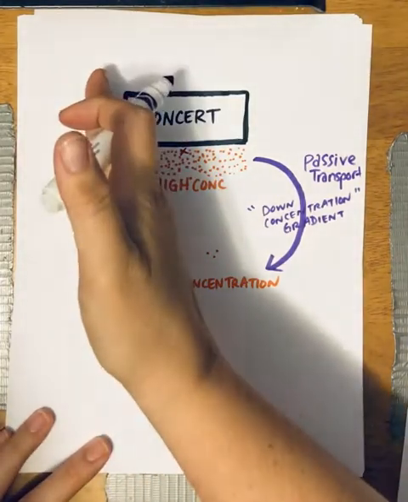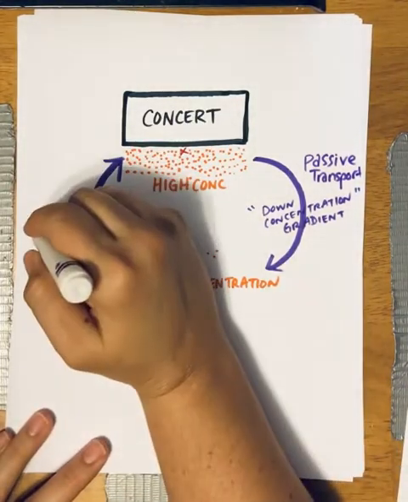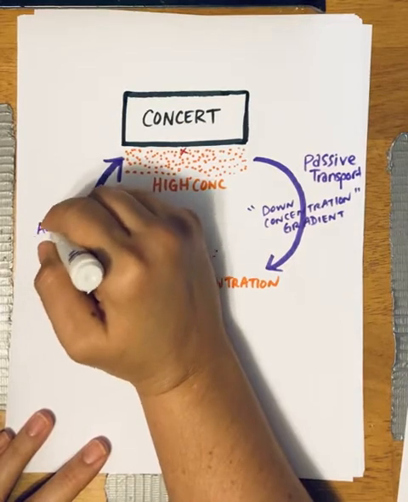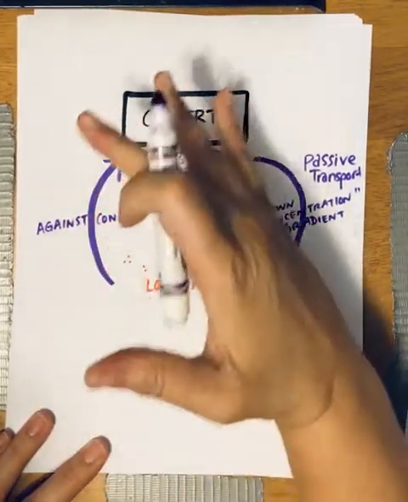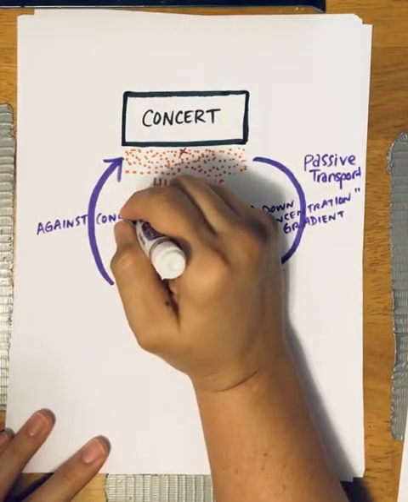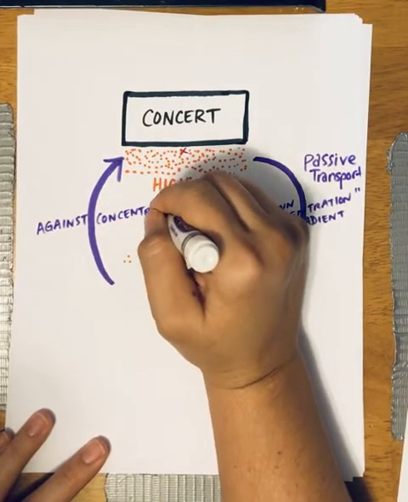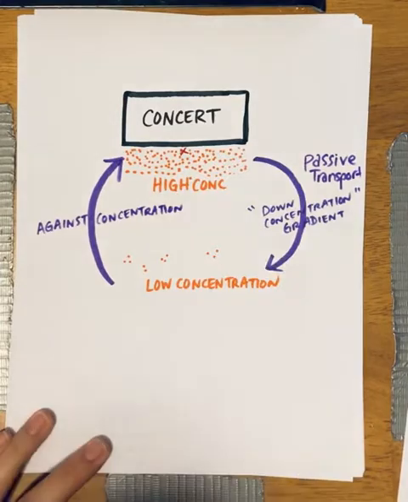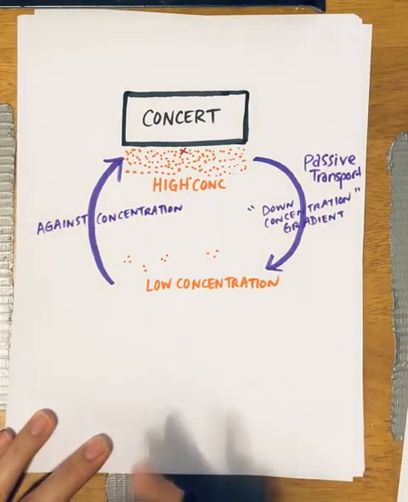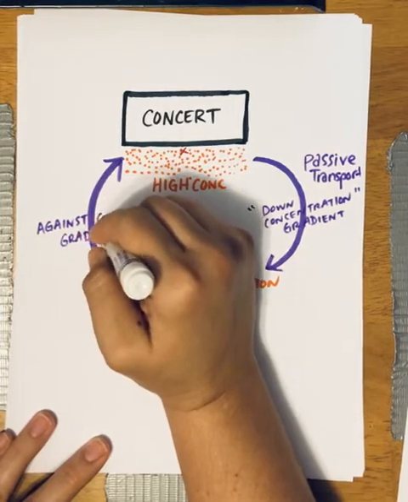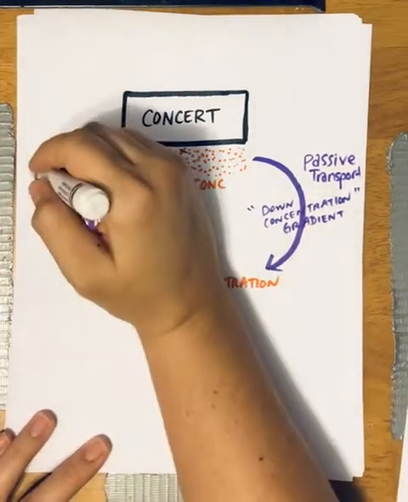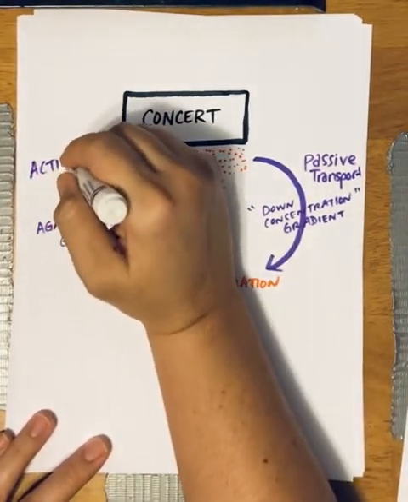now you're going up. So this is against the concentration gradient. You're going against all these people. They're not going to let you through so easily. It's also going up, but more it's going against people. They're going to band together. They are not trying to let you go. This is called active transport.